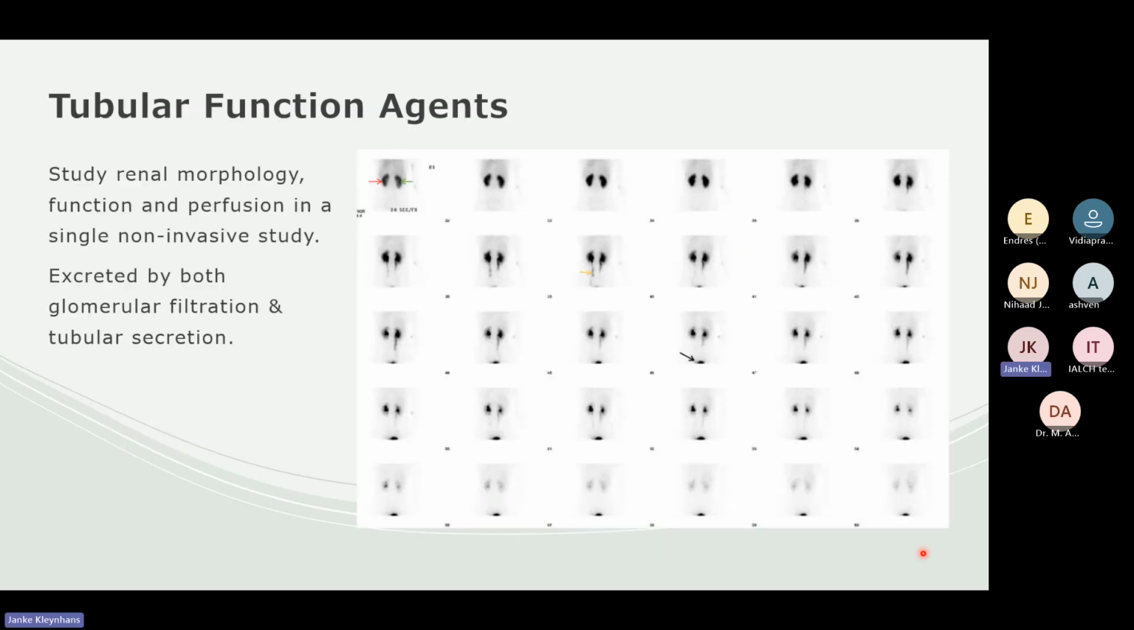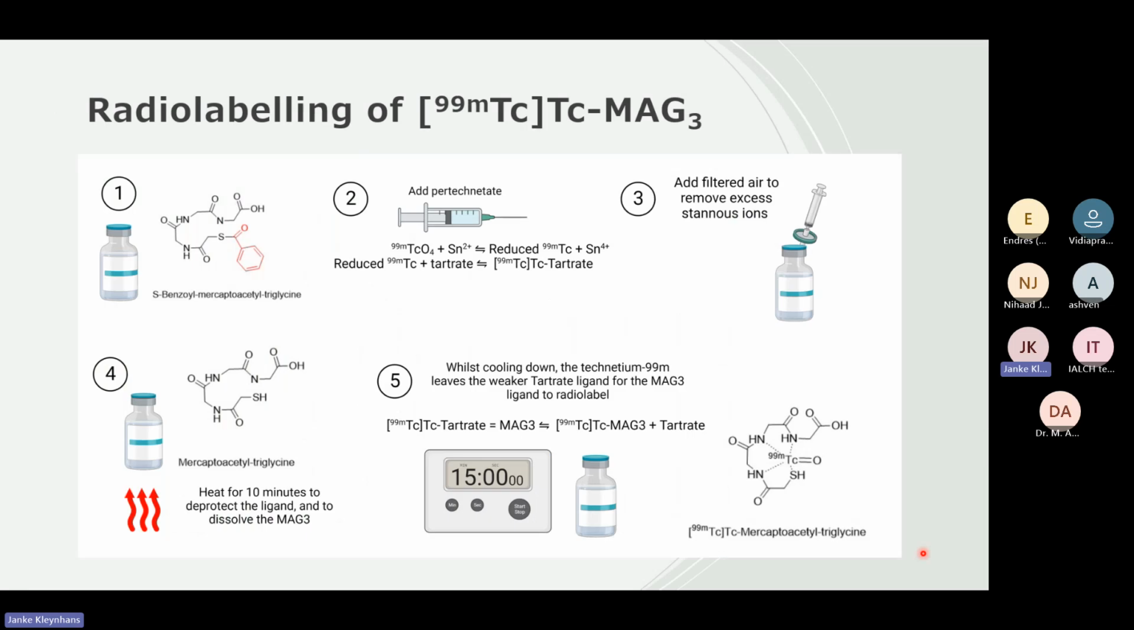Then next we will go to tubular function agents. This is just to study renal morphology. These agents are excreted by both glomerular filtration and tubular secretion, so there is no single specific mechanism, it's like a dual mechanism. And you use mag-free, and here I can tell you a little bit more about a trickier radiolabeling procedure. You have a protective group on your mag-free, and you have to first add pertechnetate. There is tartrate as an intermediate ligand in your mixture. So you add your pertechnetate, and it forms technetium tartrate.